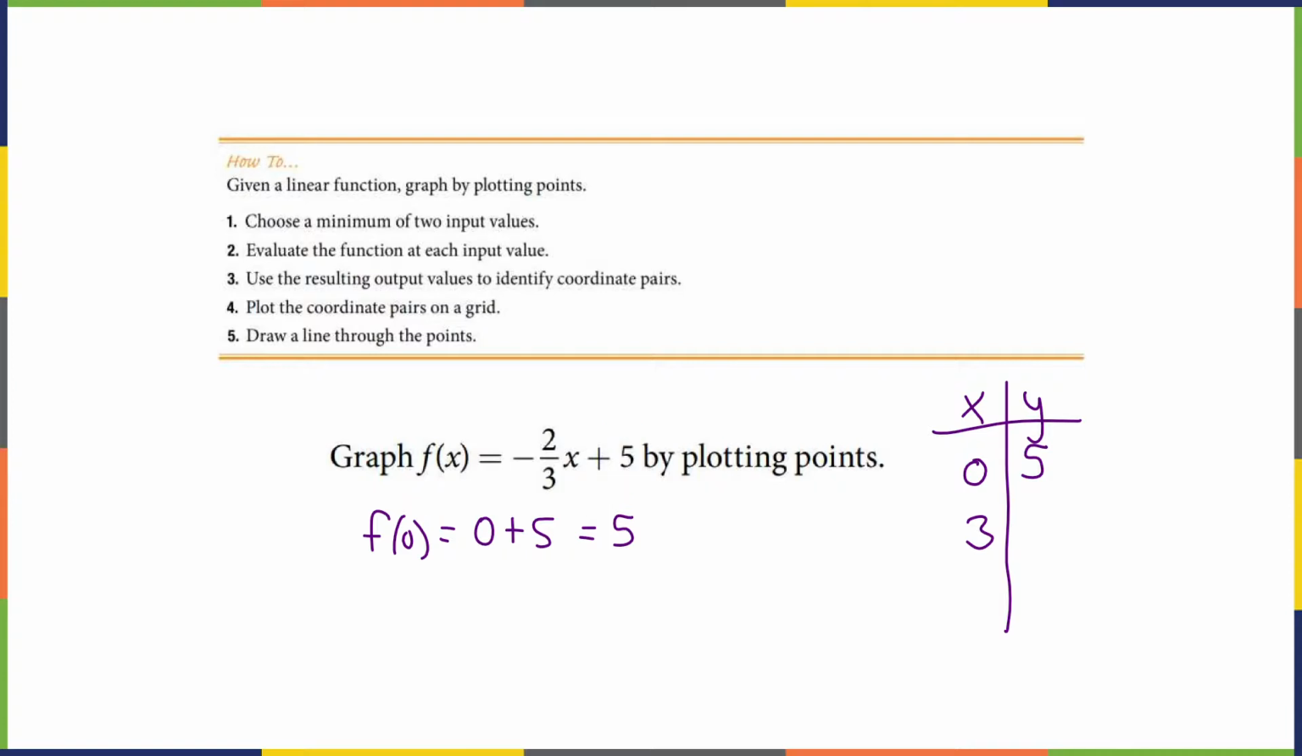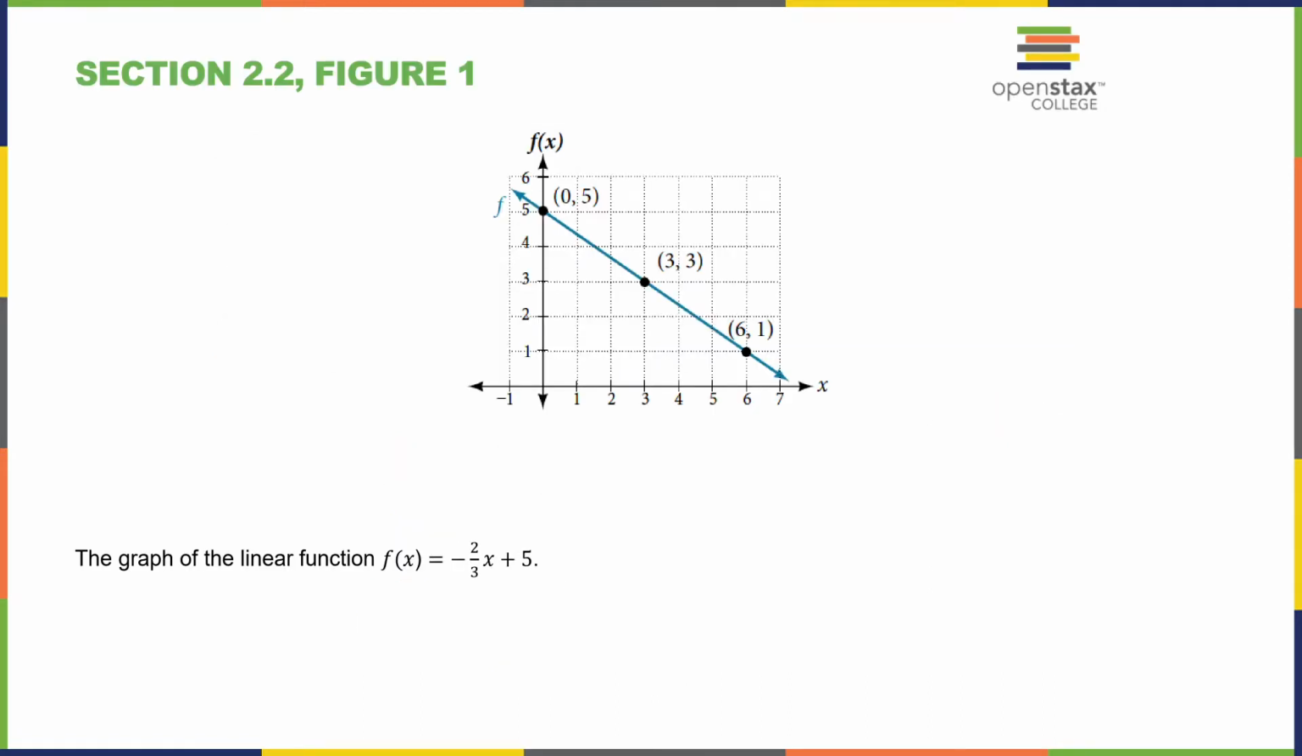Let's also plug in 3, so f of 3. Well, negative 2/3 times 3 plus 5, you'll notice the 3's cancel, and that's really negative 2 plus 5, which equals 3. So I know that I need to plot the points (0, 5) and (3, 3) and connect them with a line. And lo and behold, here's what that looks like. Notice that the next x value you would choose to plug in would be 6 because it's also a multiple of 3, which makes it easy to evaluate the function, okay?